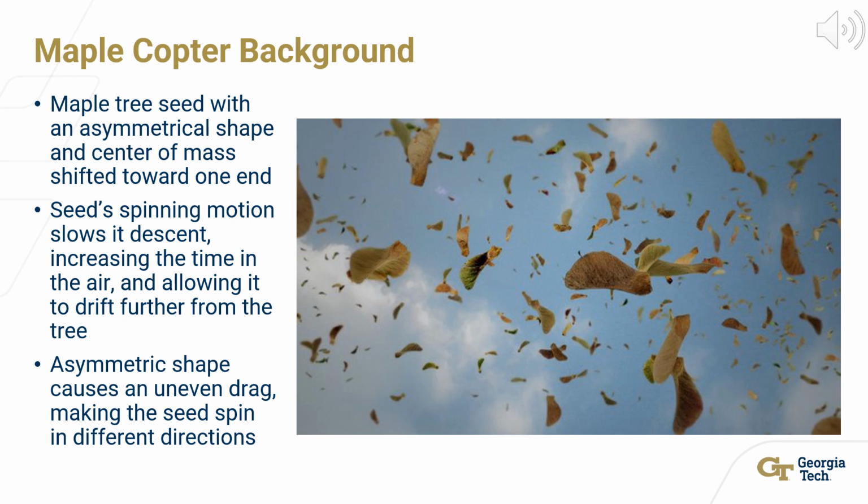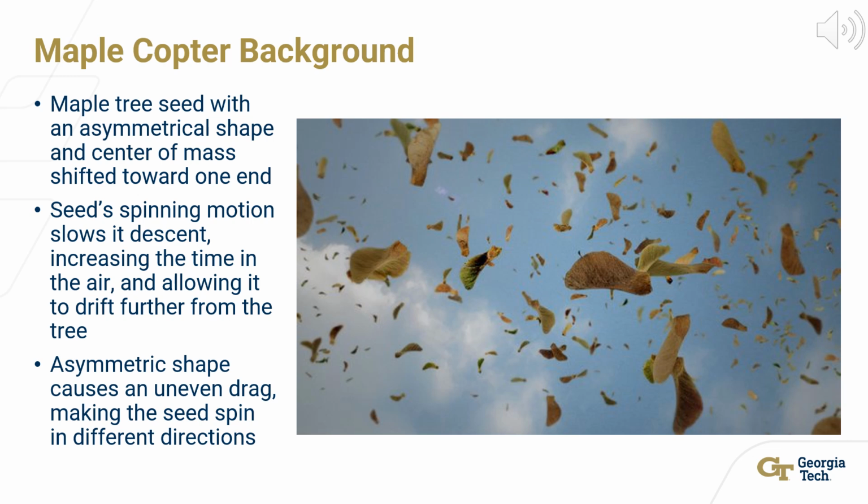Maple copters are the seeds from maple trees, as shown in this image here. They have an asymmetrical shape with the center of mass shifted towards one end. The base consists of a single seed, and then a thin, flat, and curved wing-like structure extends from the seed. This design slightly distributes the weight and provides this unique aerodynamic stability when the seeds fall.